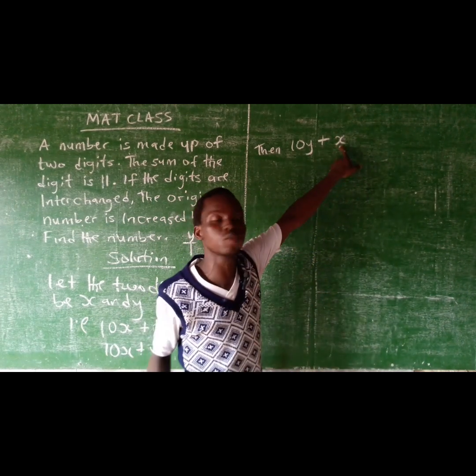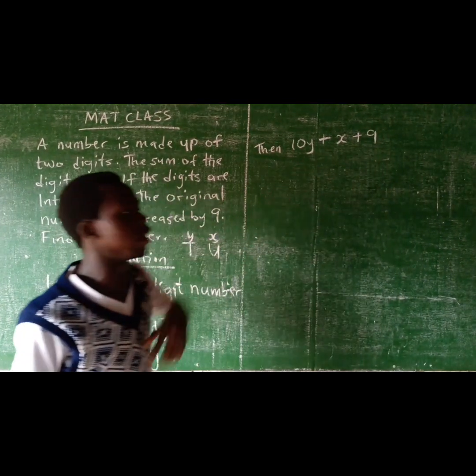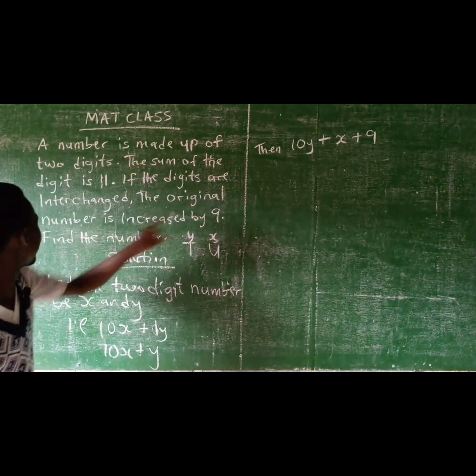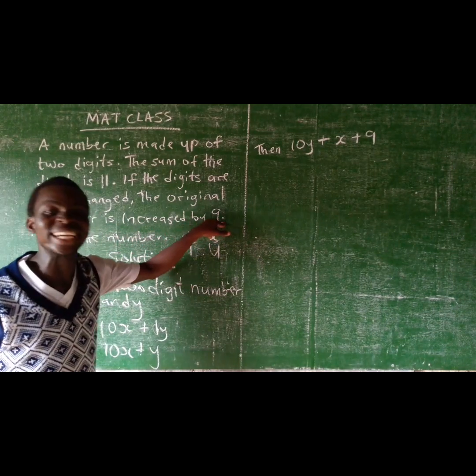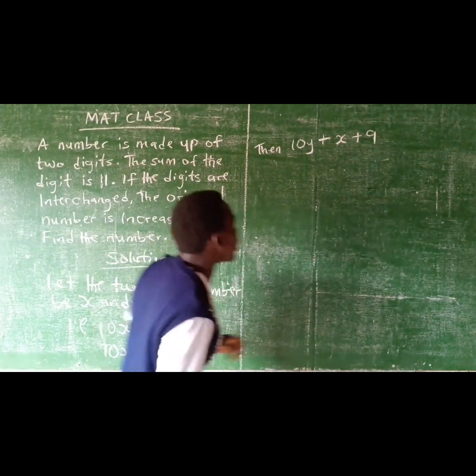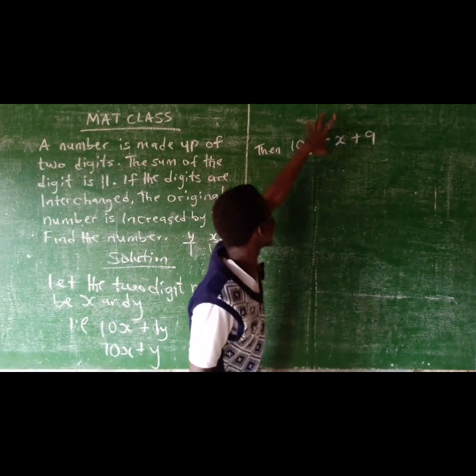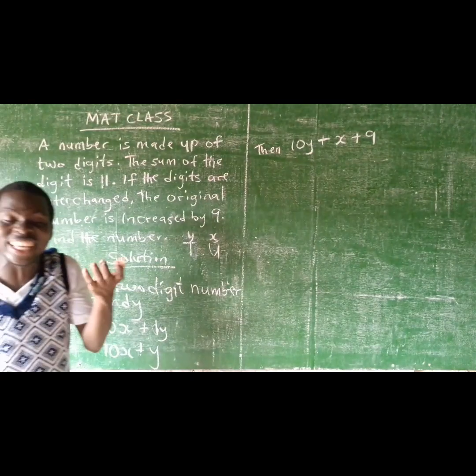I believe you know how to get x plus 9. How did I get 9? They say the original number is increased by 9. That means the original one. And which one is the original one? Whether I pick this one. Do you know that this one and also this one is just a suggestion?